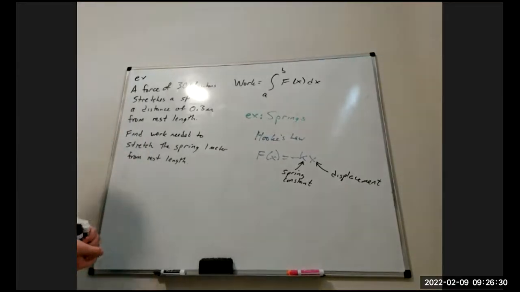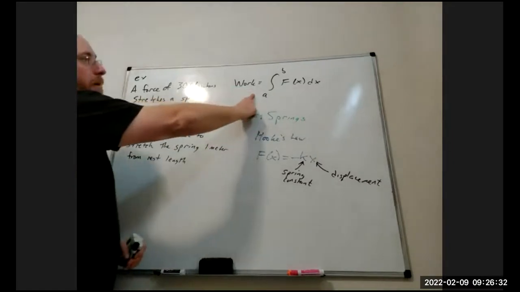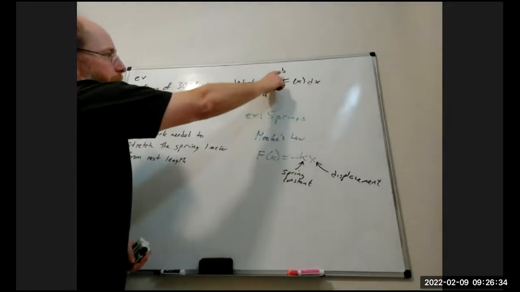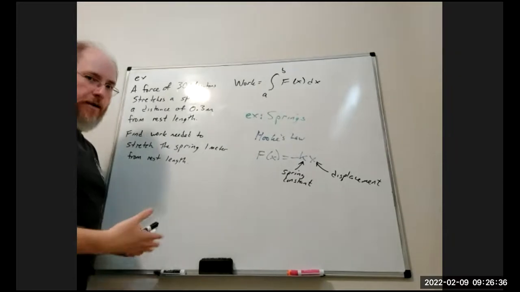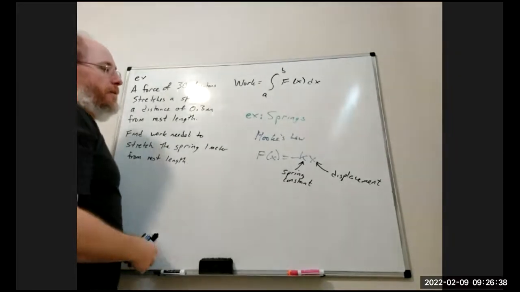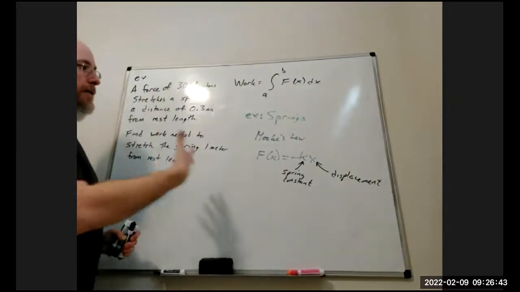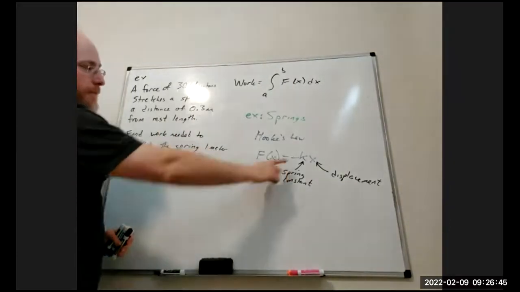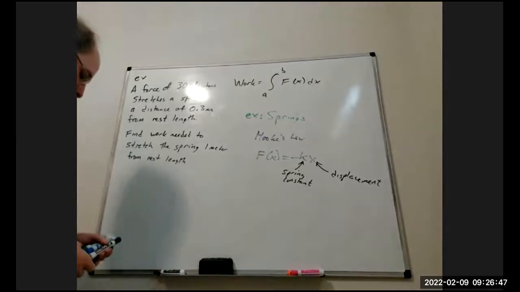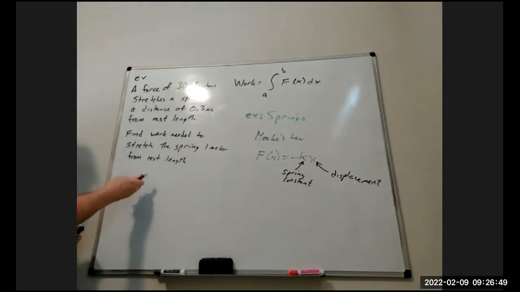All right, so let's think about what we're going to need to do. We need work. We're going to need some bounds so that we know what our lengths are. And then we also need to have force. Since we're talking about springs, our force is going to be given by F equals negative kx. So let's find that first. Let's find the force.